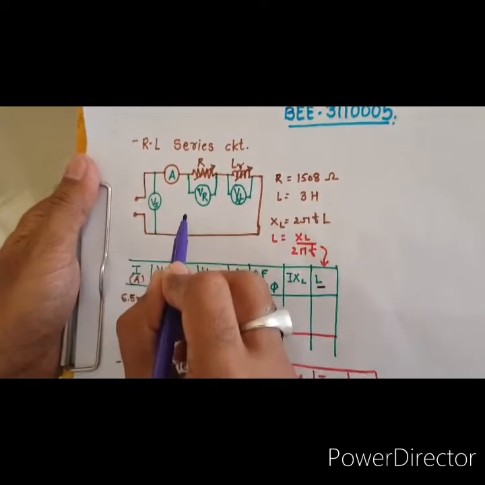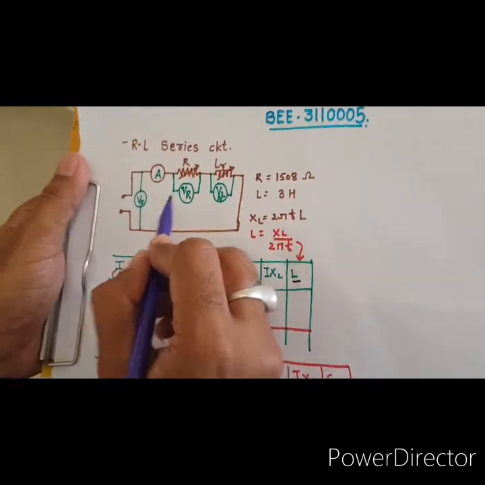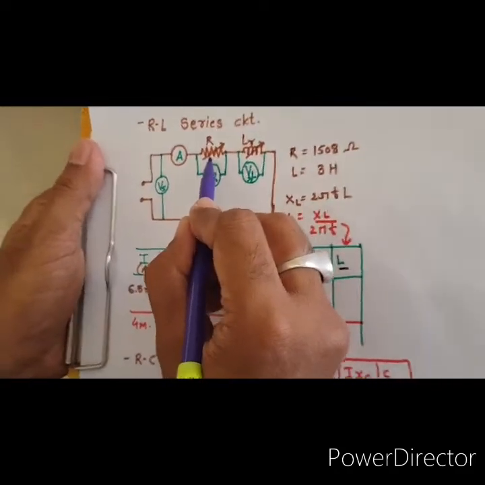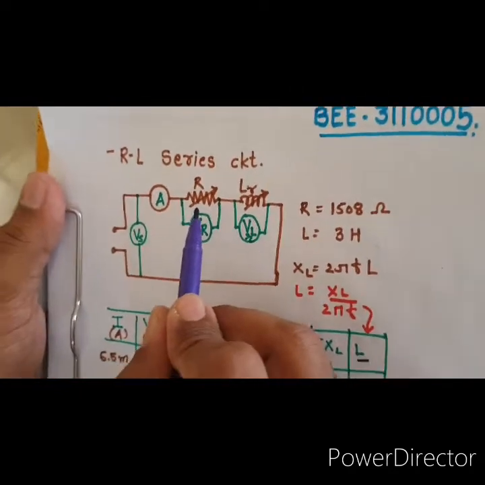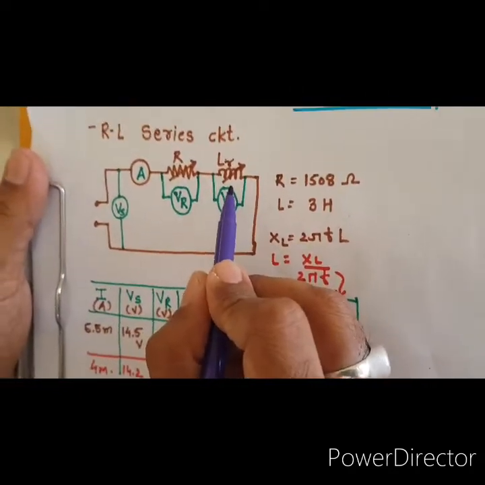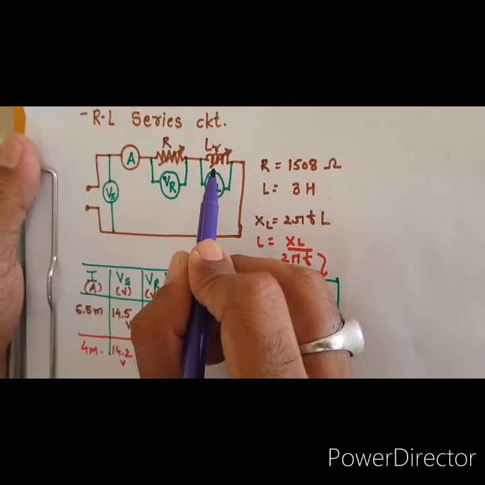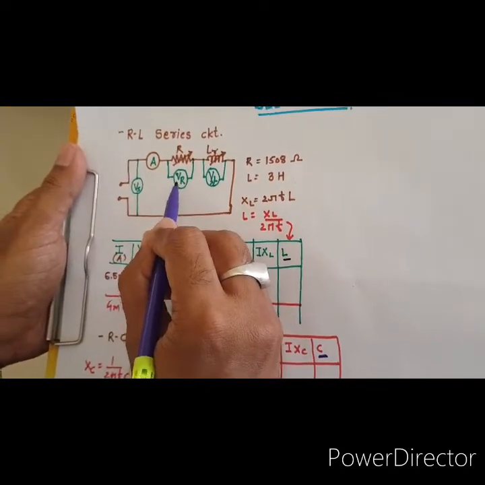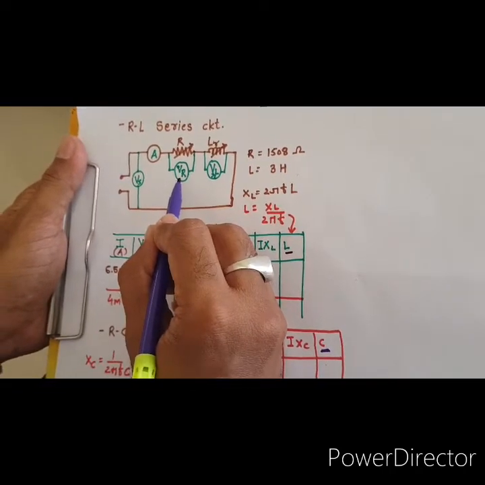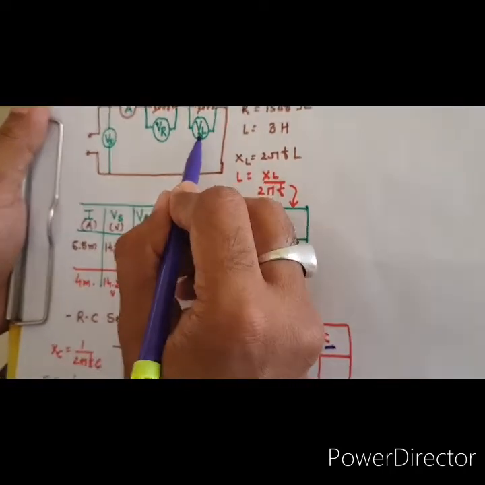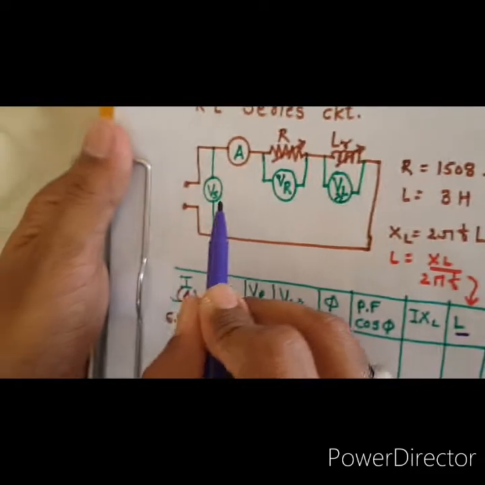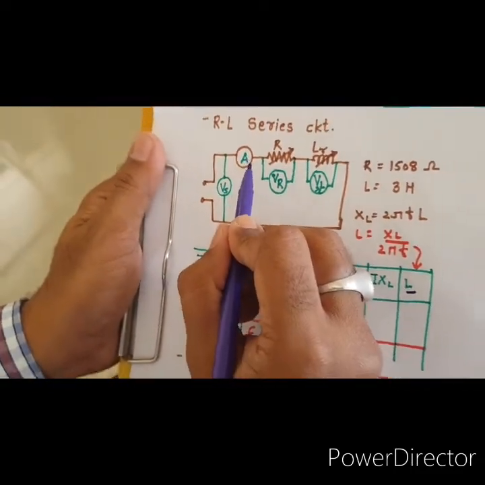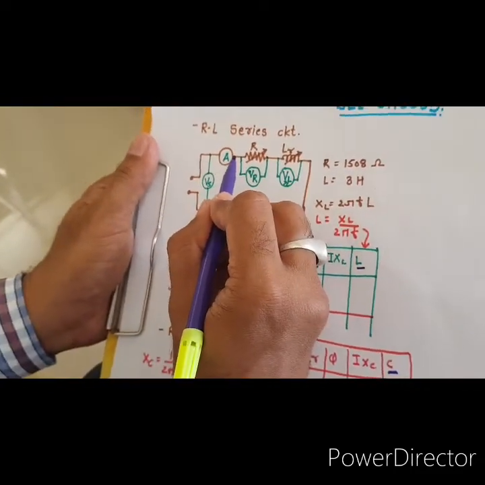Here first of all we are discussing the RL series circuit. As per our practical, the R variable resistor, or you can say the load bank, is connected with the variable inductor choke. These are the meters. This gives the voltage drop across resistance, this is across the choke, this one is the supply voltage, and this is the current passing through this series circuit.